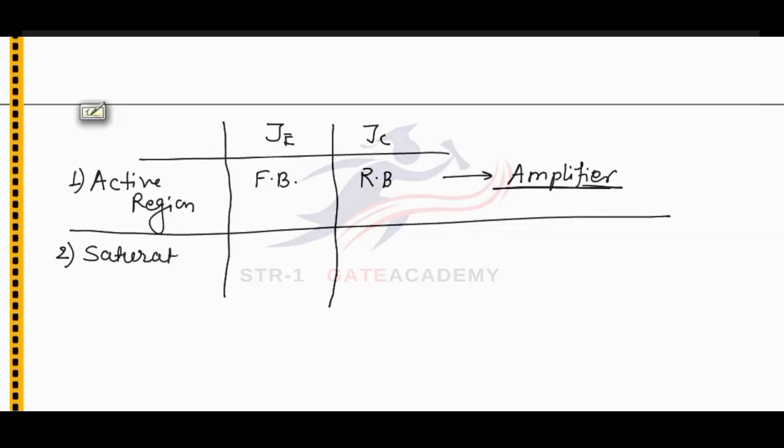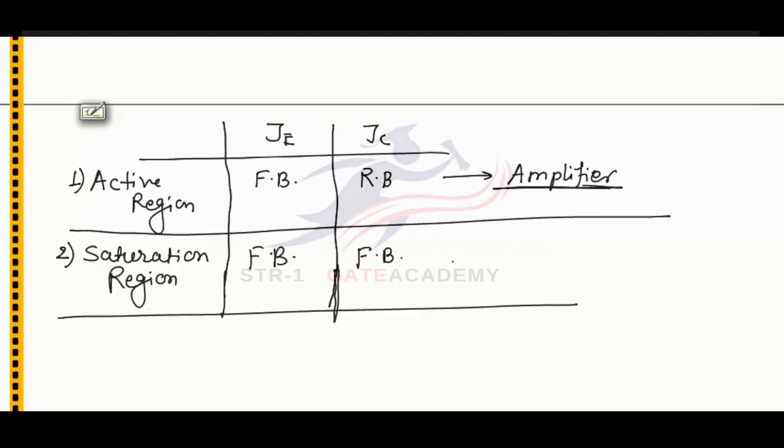Next, saturation region. Now in BJT, if base emitter junction is forward biased and collector base junction is also forward biased, then in this particular biasing, the transistor is said to be operated in saturation region, and when it is used in saturation region, it behaves like an on switch when it is used in switching circuits or switching applications.